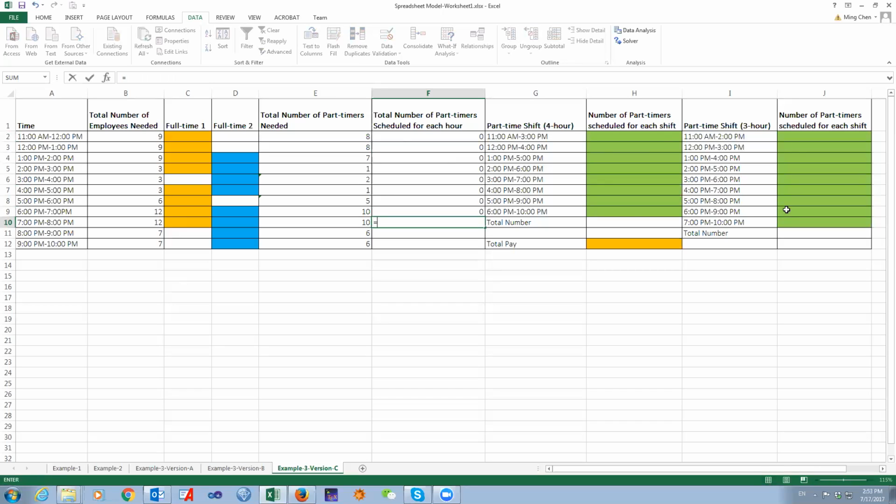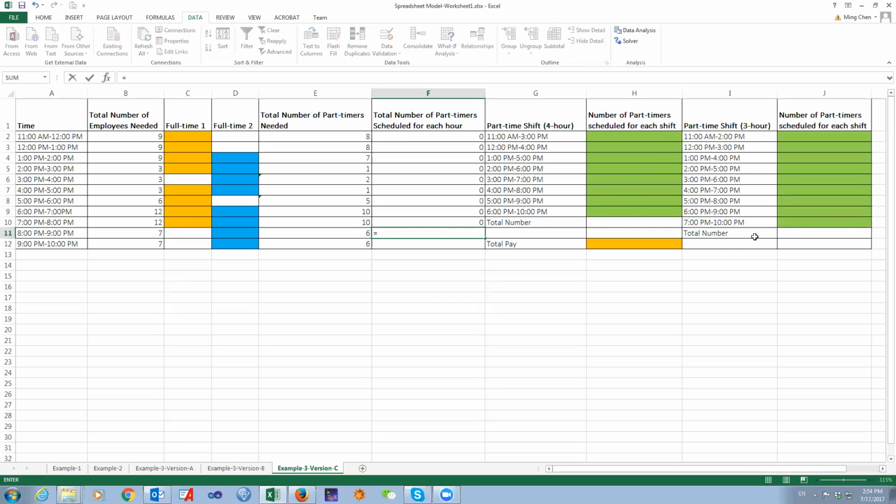Next, from 7 to 8. So you make sure you select the right shifts. So which ones cover the period from 7 to 8? If you look at the 4-hour shifts, the 4 to 8 covers 7 to 8, plus 5 to 9, plus 6 to 10. So 6 to 10 covers 7 to 8 as well. If you look at 3-hour shifts, which ones cover the period from 7 to 8? I have 5 to 8, plus 6 to 9, plus 7 to 10. So altogether, I have 6 shifts that cover the period from 7 to 8.